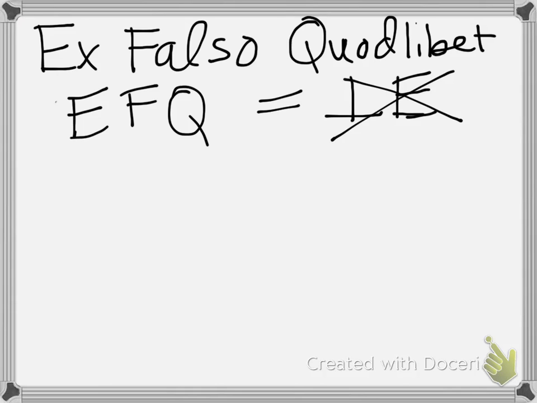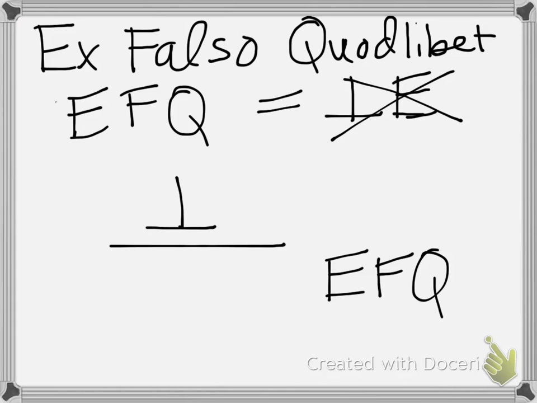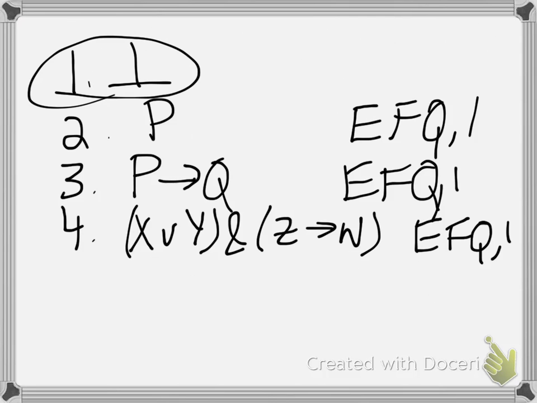Okay, so the way the rule of EFQ works is this. If you have a falsum, then by the rule of EFQ, you can derive any formula. That's what ex falso quodlibet, sorry, I'm having trouble with that pronunciation, means. It means from a contradiction, anything follows. And if you think about it, this makes sense.